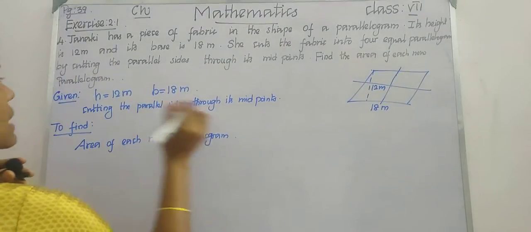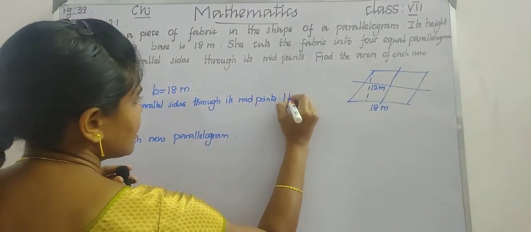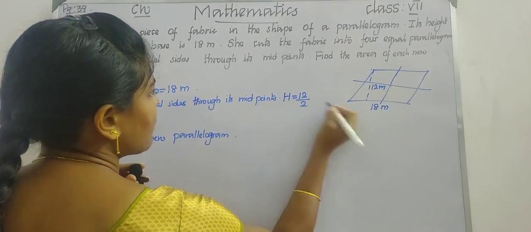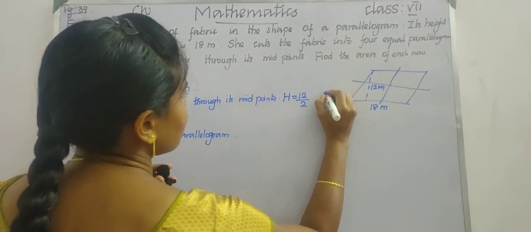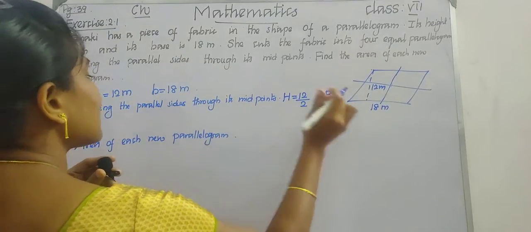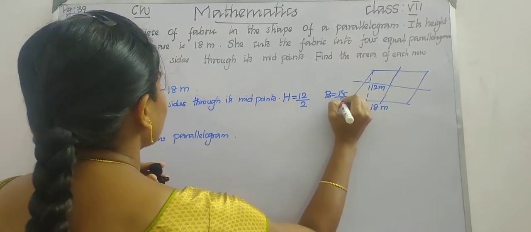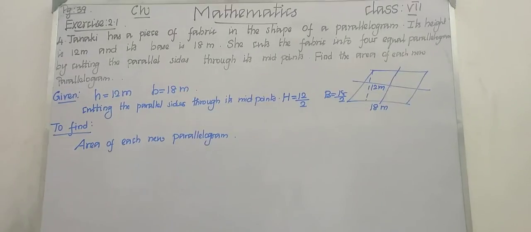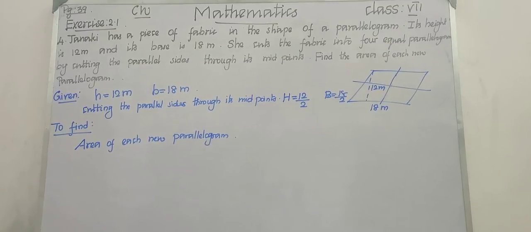So how will you write the height? Let us mention capital H: 12 divided by 2, 12 upon 2. And how will you mention the base? Base will be 18 divided by 2. So midpoint means simply the given value divided by 2, right? If 2 are given, how will you find the midpoint? It will be divided by 2, right?